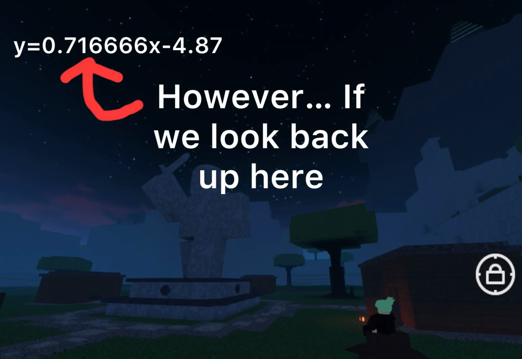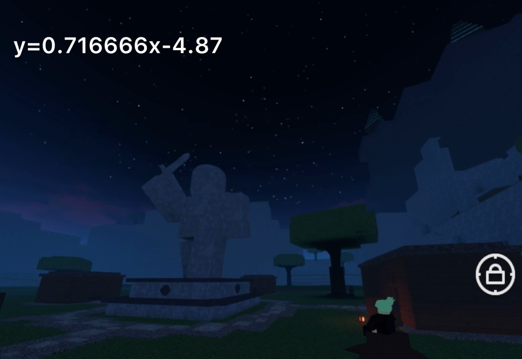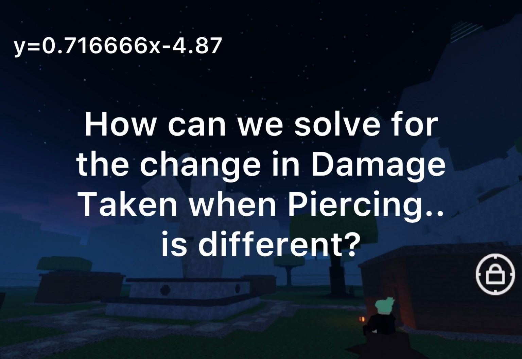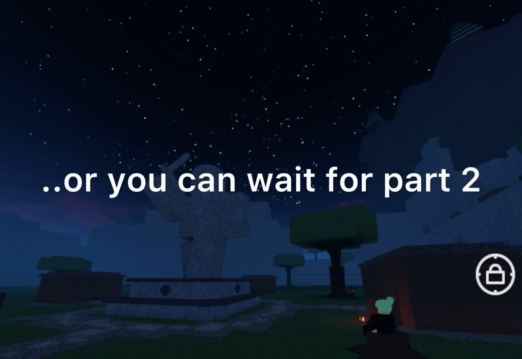However, if we look back up here, notice that its slope has also changed. This means that the damage taken has also changed. So, how can we solve the change in damage taken when piercing is different? I leave this question to you. Or you can wait for part 2.